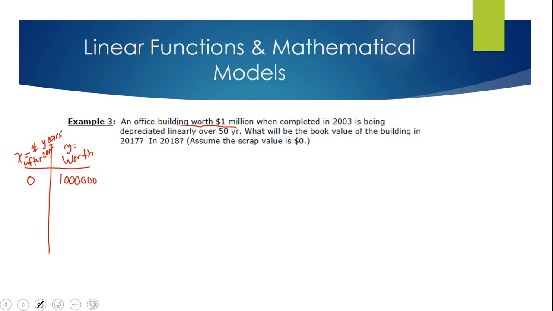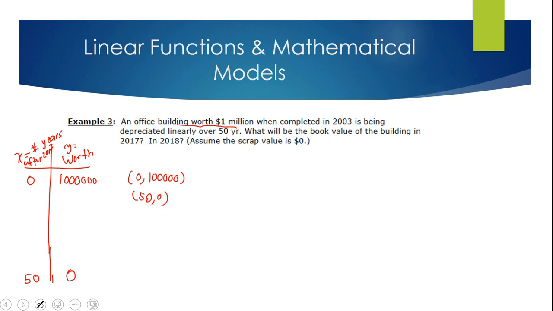It says it's depreciating linearly over 50 years, which basically means at year 50, we expect this building to be worth nothing. So we want to figure out what the depreciation would be. What's the rate going on here? Basically we have two ordered pairs: 0, 1 million, and 50, 0.